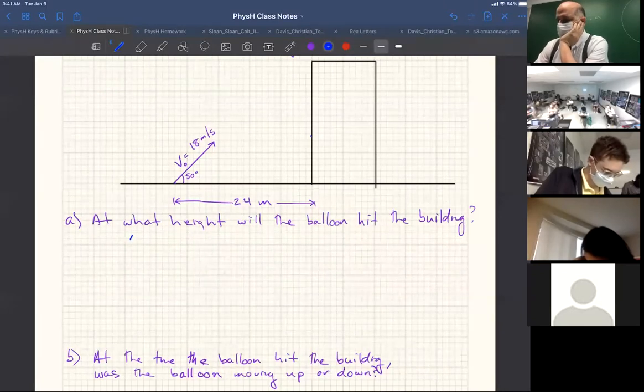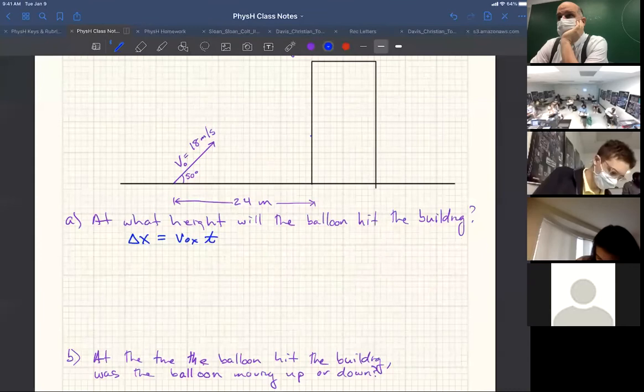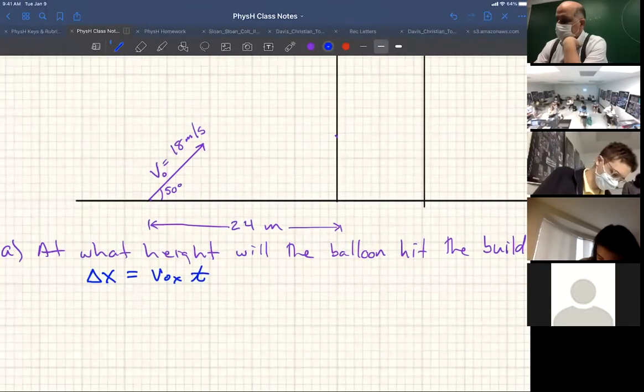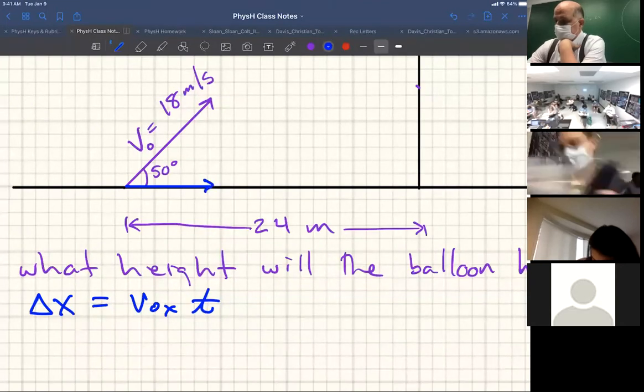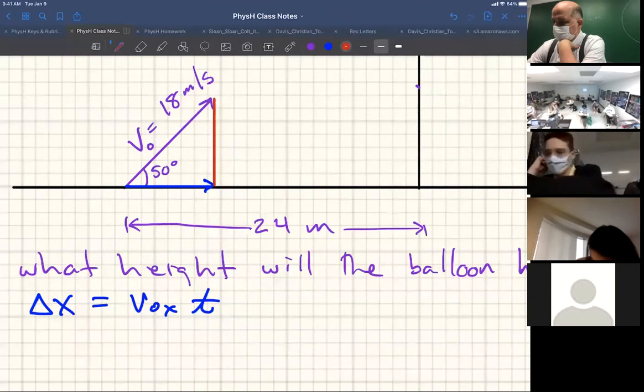So the place to start off is this equation, right? That's where to start on this problem. So I'm going to go ahead and figure out the components. There's the horizontal component and the vertical component.